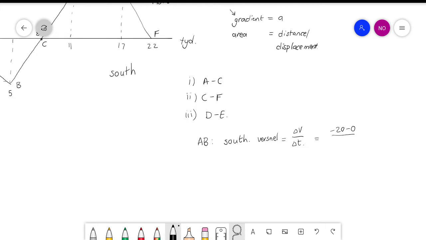And it went from 5 minus 0. So that is negative 4. Does it make sense that it's a negative? Yes, because he's moving. No, that's not really why.